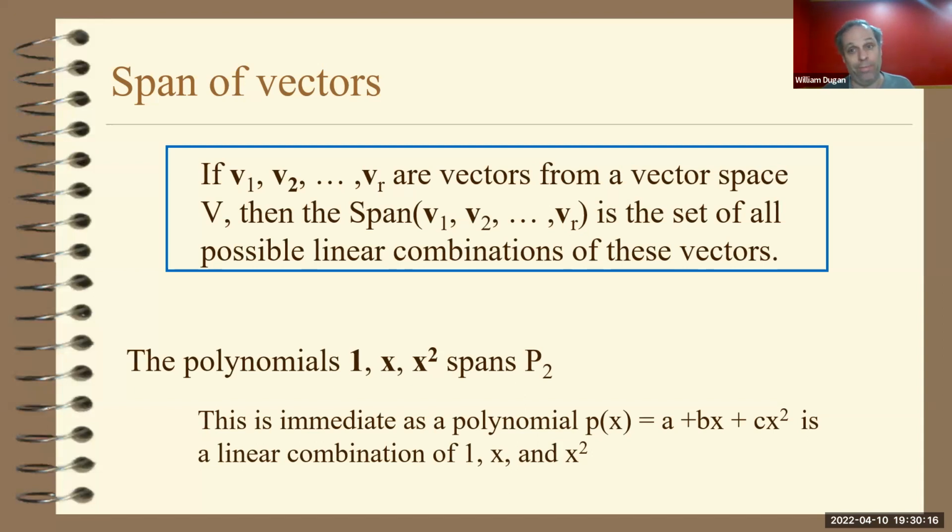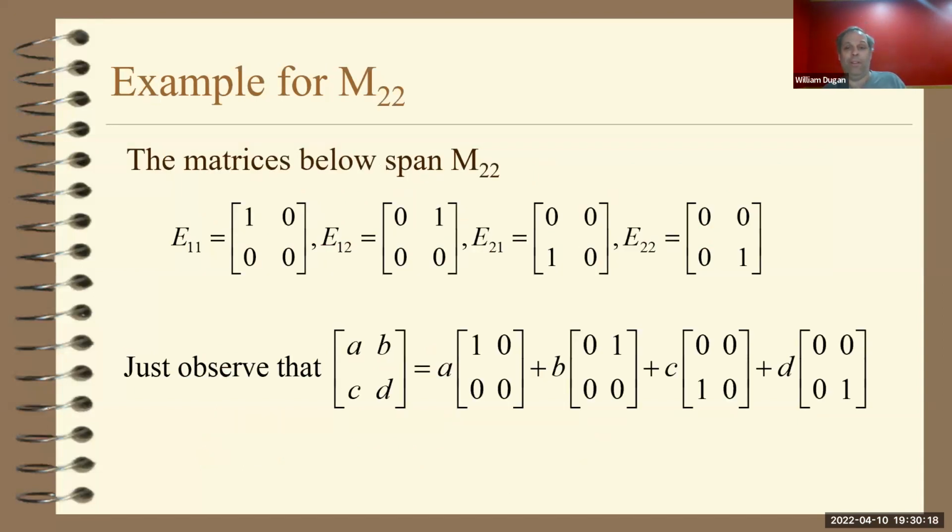I drew another one. Notice that if you look at the set of all 2 by 2 matrices and form these 4 vectors, these vectors being 2 by 2 matrices, any 2 by 2 matrix can be written as a linear combination of those 4 matrices by just looking at the combination I just wrote out for you. So then M22 is spanned by these 4 vectors in M22.